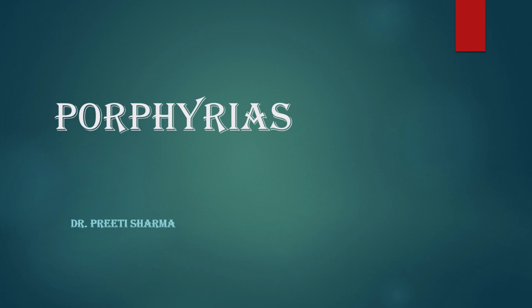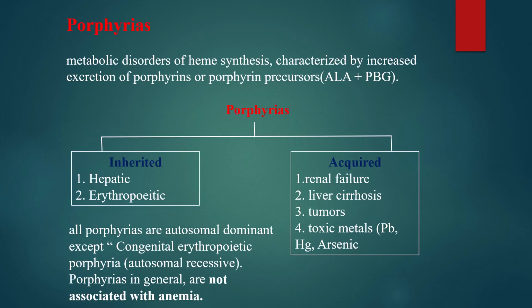Let's discuss porphyrias. Porphyrias are a group of inborn errors of metabolism associated with the biosynthesis of heme. So these are metabolic disorders of heme synthesis characterized by increased excretion of porphyrin rings and porphyrin precursors like ALA and porphobilinogen. Porphyrias can be of two types, inherited and acquired.